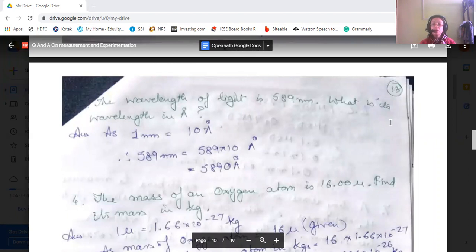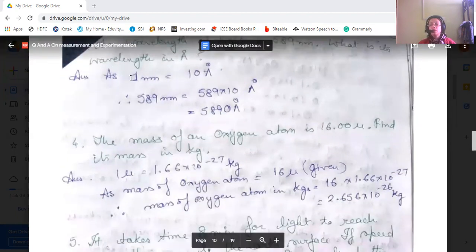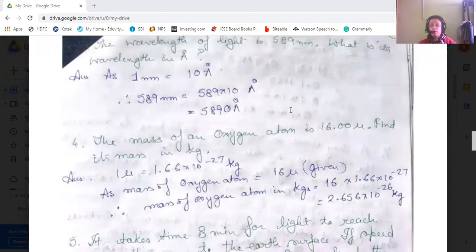Okay. So let me start with the first question for today. If the wavelength of light is 589 nanometers, what is the wavelength in angstrom? So 1 nanometer, we know, is 10 angstrom. Therefore, 589 nanometer will be 5890 angstrom. It's a very childish question, you should say. The only thing is you have to remember the conversion, that is 1 nanometer is equal to 10 angstrom. That is the main thing which you need to remember.